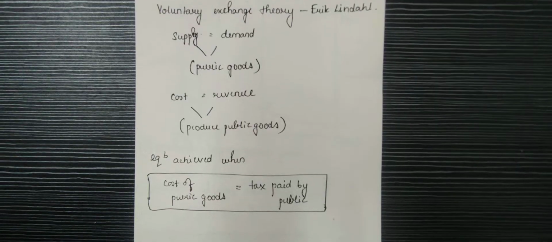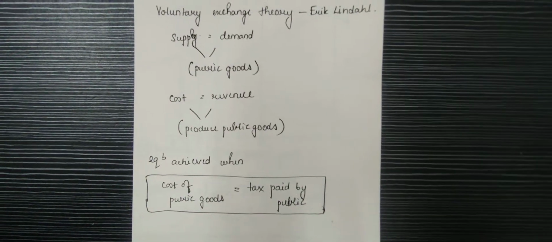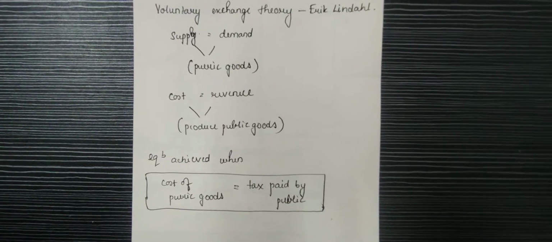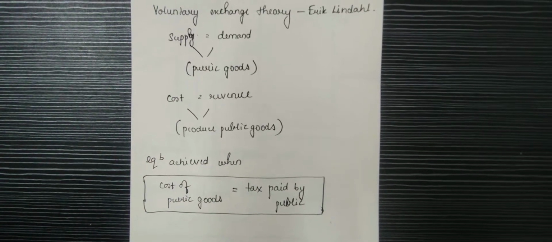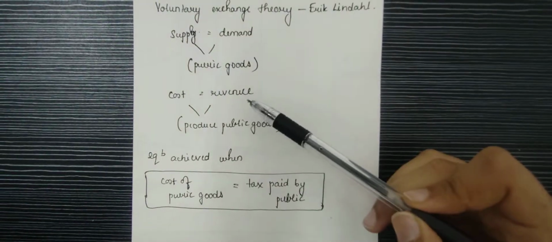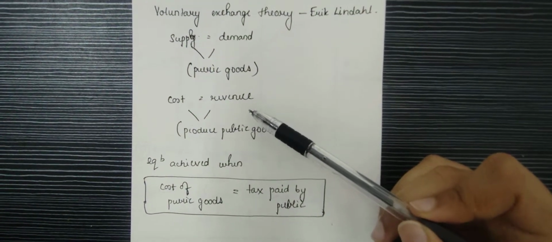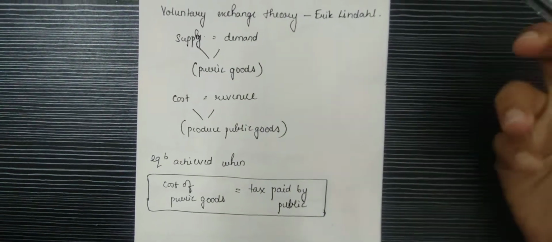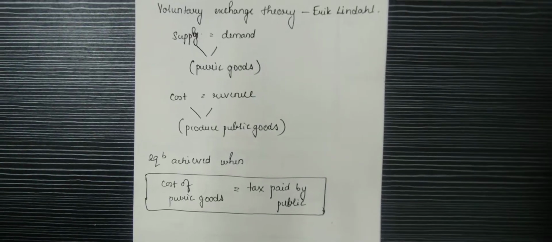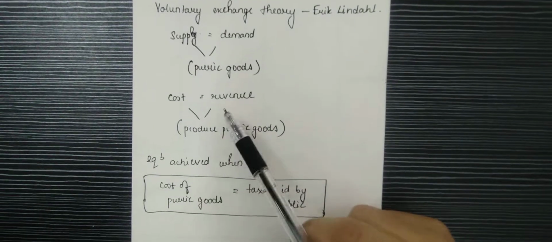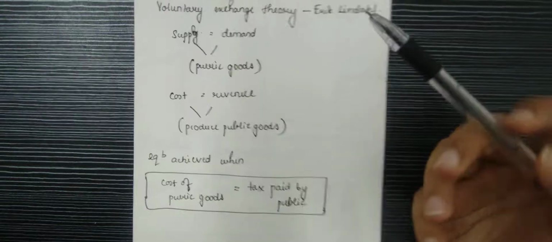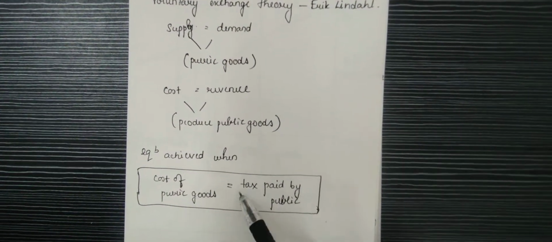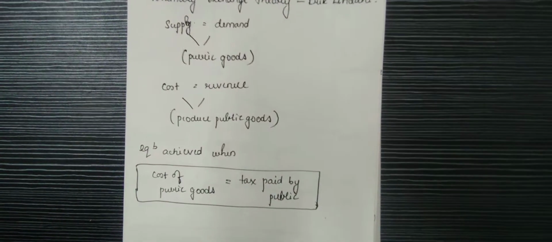Okay, so supply, we can term it as cost. Okay, cost of producing those public goods, and demand is nothing but the revenue or the tax collection by the public. So if the government has the revenue or the tax collection, then only government can produce that good. If the government is in lack of funds, government cannot produce those goods, right? So the cost should be equal to the revenue of producing public goods. So equilibrium is only achieved when the cost of public goods is equal to the tax paid by the public. Okay.